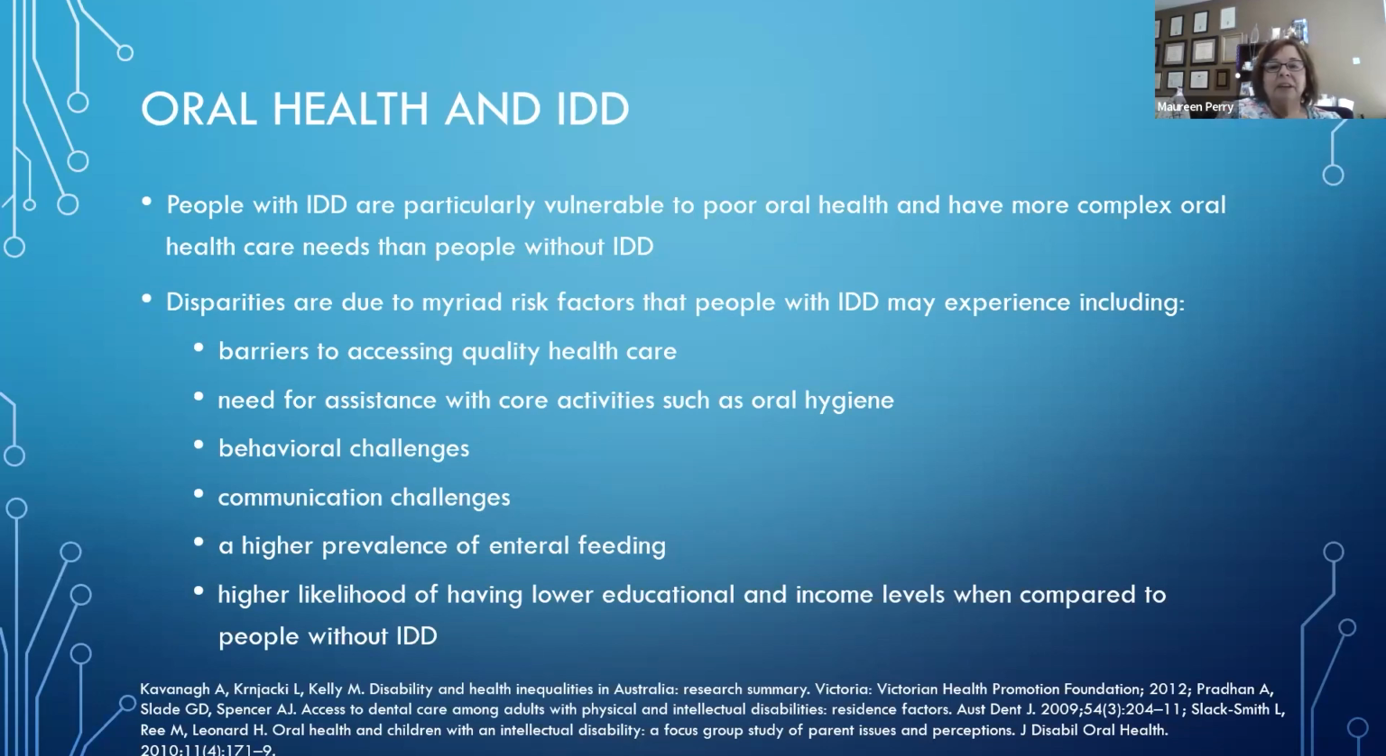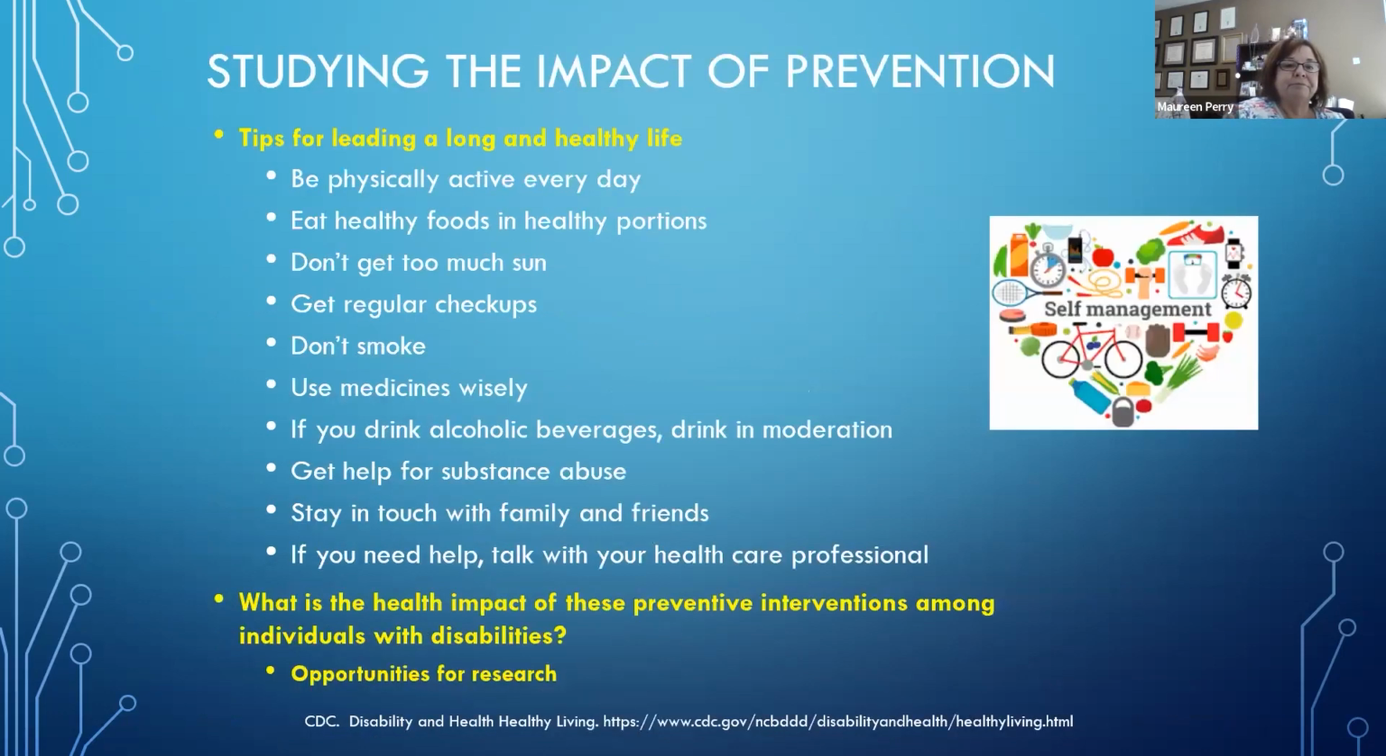And there's a higher likelihood of having lower educational and income levels when compared to people who don't have intellectual disability, right? When we look at the impact of prevention, so being physically active and eating healthy foods and not getting too much sun, and get regular checkups, and don't smoke, and use your medicine, not drinking or drinking in moderation if you have substance abuse, and then staying in touch with family and friends, and if you need help, to ask for it. These are things that might really be challenging for people with intellectual developmental disabilities, right?